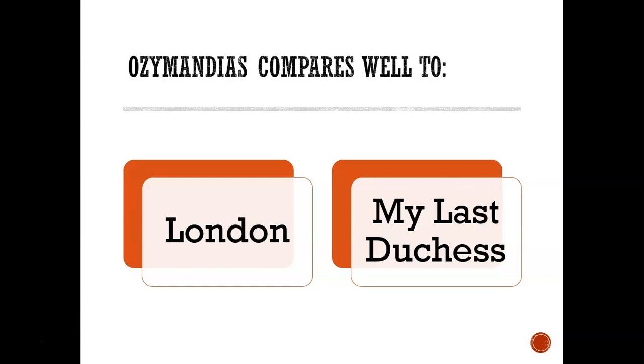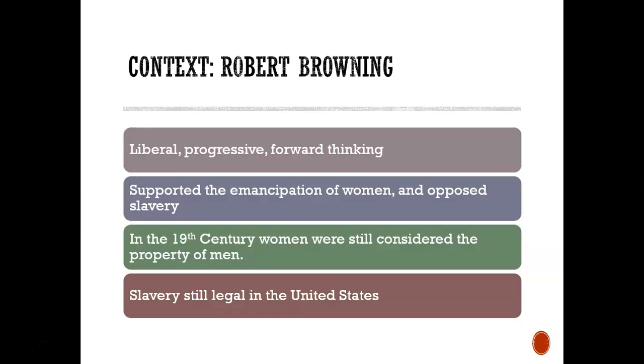So think about why I've chosen these two poems. Think about power and authority in London. Think about power and authority in My Last Duchess. Again, a reminder of the context for Robert Browning. Also liberal, progressive, forward-thinking, supported the emancipation of women and opposed slavery.